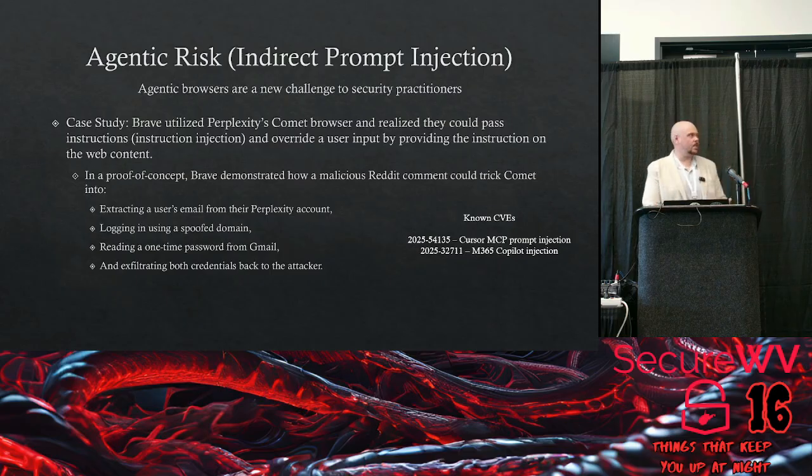I picked a case study not more than on August 20th, actually. It's fairly recent. Brave posted a blog post regarding an exploit using Perplexity's Comet browser. And in that proof of concept, they asked it to summarize a Reddit page. On that Reddit page was a prompt hidden by white text. It was whited out so it was not human readable. The system still functioned on it.